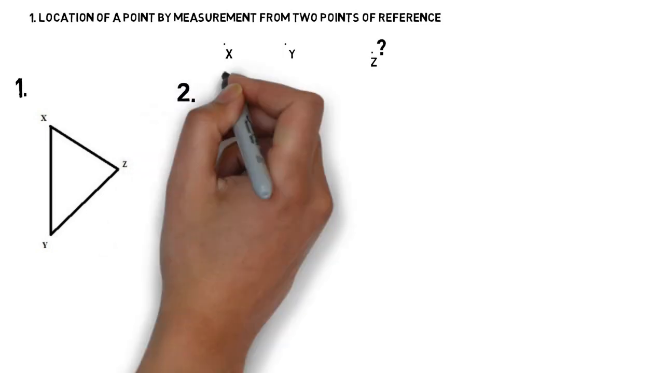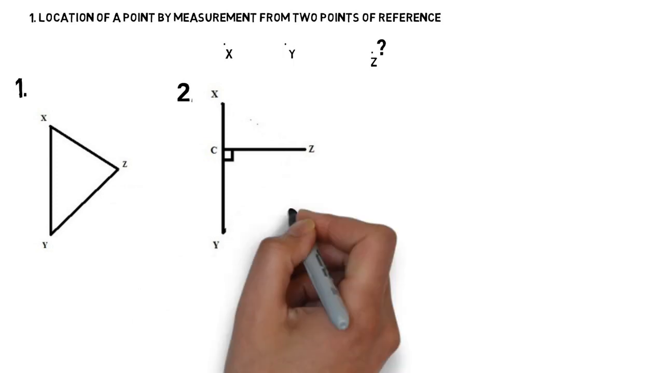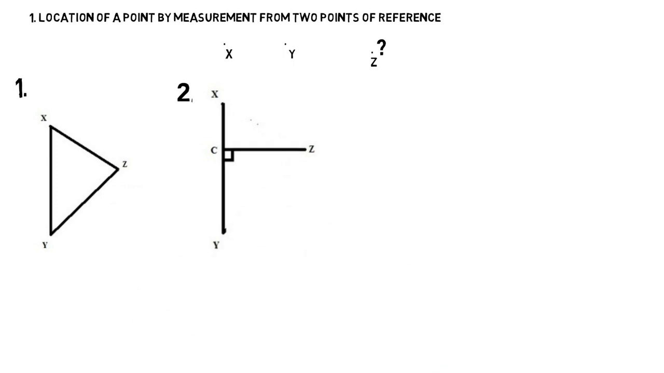In case number 2, a perpendicular line ZC can be dropped on the reference line XY. The lengths XC and ZC are measured. Thus, point Z is plotted using a set square. This principle is used for defining details.